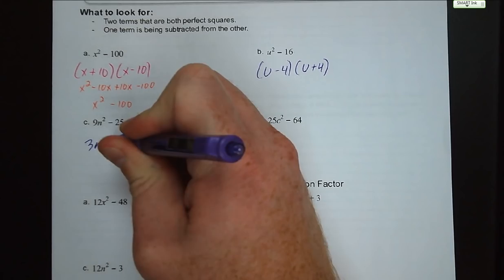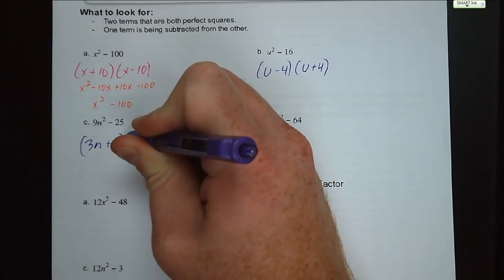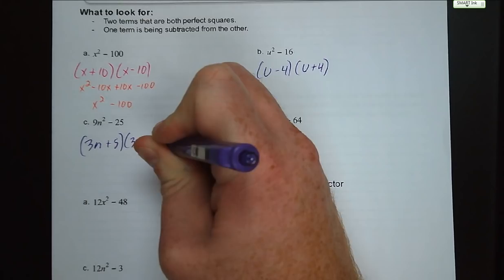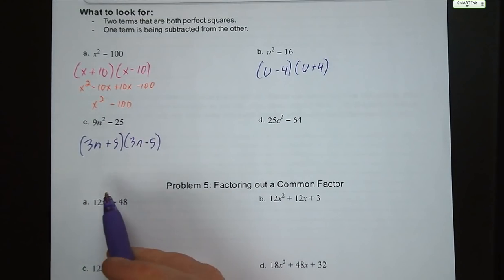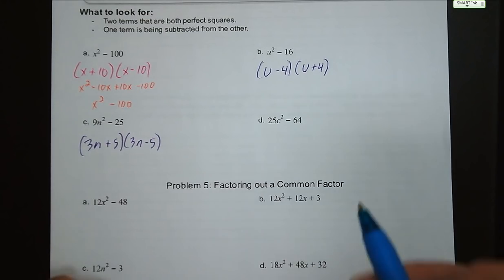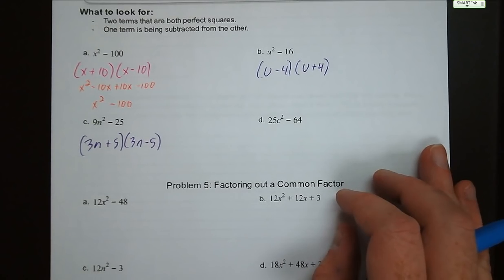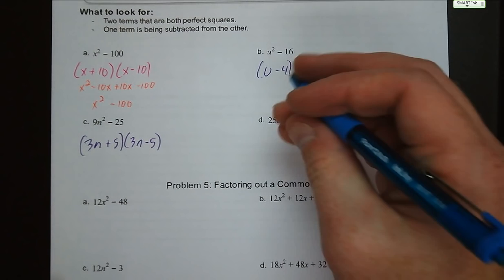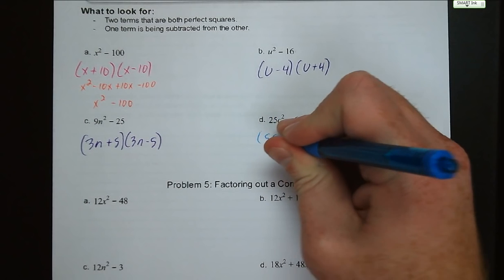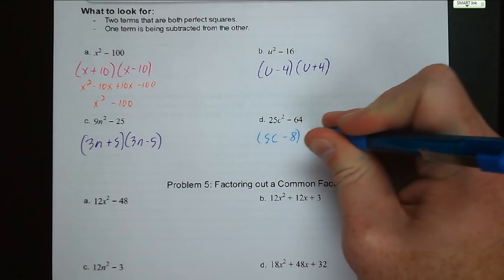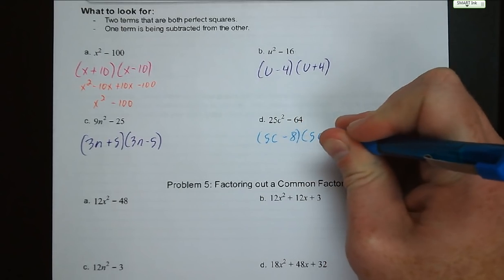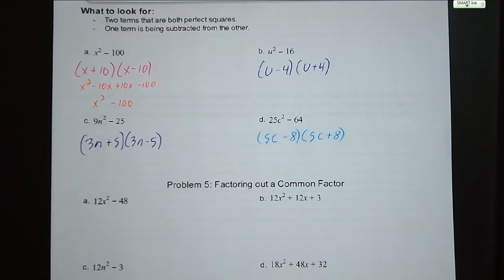3n plus 5, 3n minus 5. Most often I put the positive one first. No rhyme or reason, just kind of the way that I do things. Okay. 25c squared minus 64. Those are both perfect squares. One term is being subtracted from the other term, so we have 5c minus 8, 5c plus 8. Okay. All right.